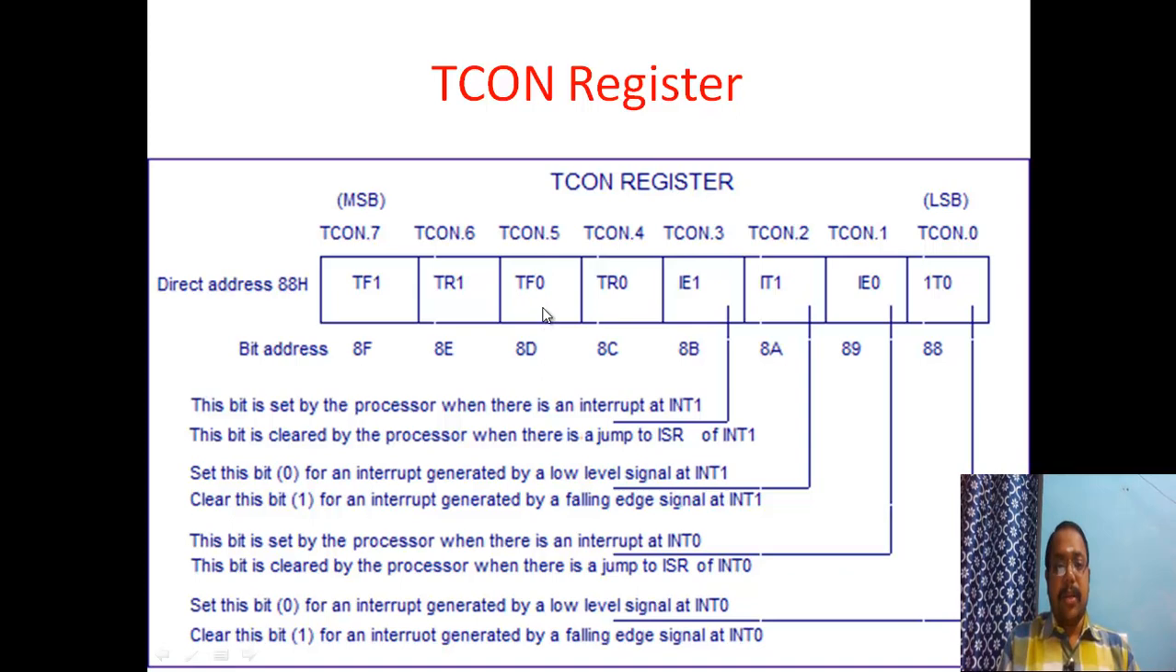Then, to start by software, we said there are 2 bits, TR0 and TR1. When you set this bit, the timer will start. Once the timer starts, it will go on incrementing by the internal clock or by an external source. Then once it overflows, this particular flag will be set.